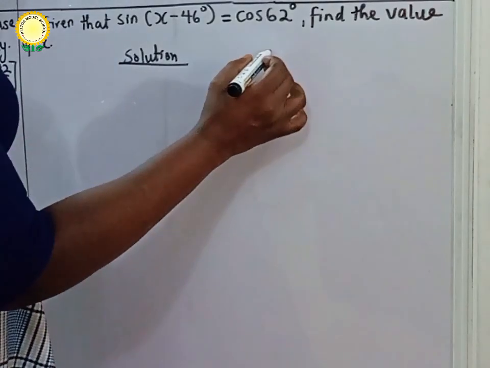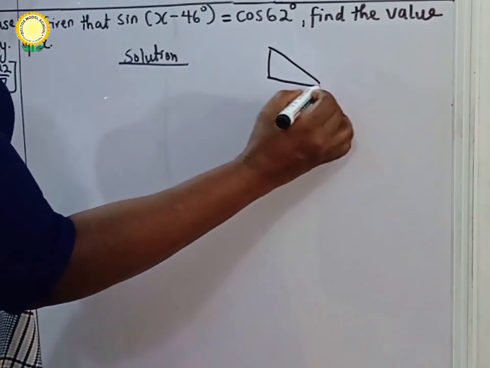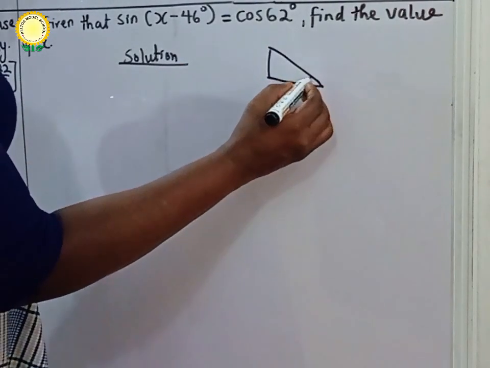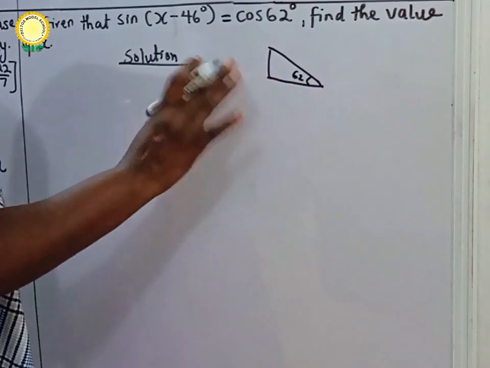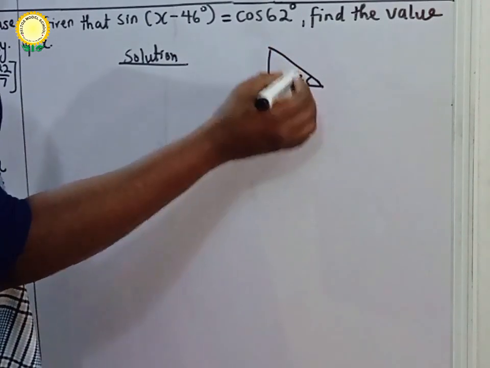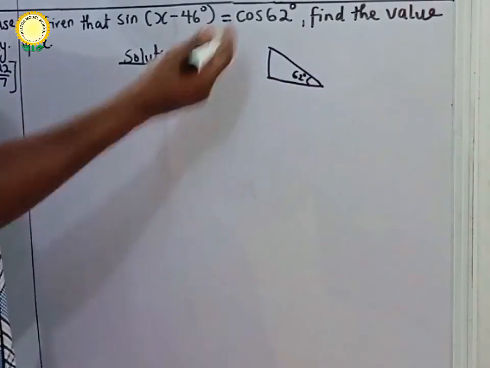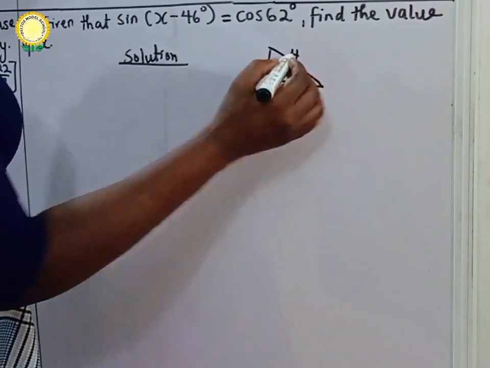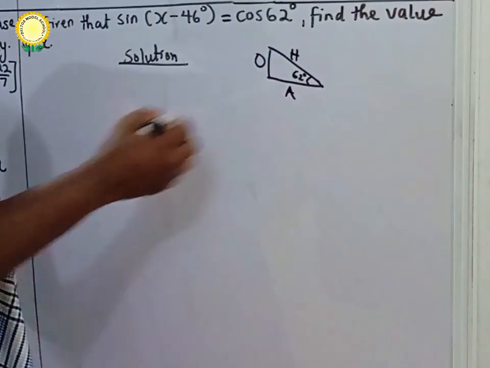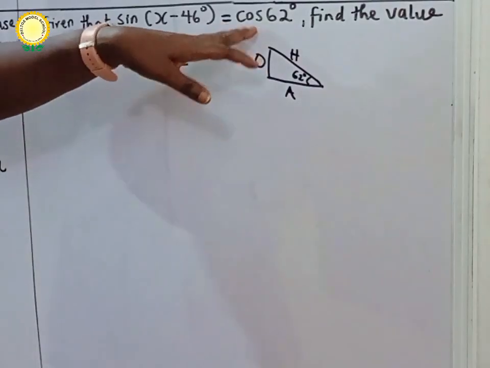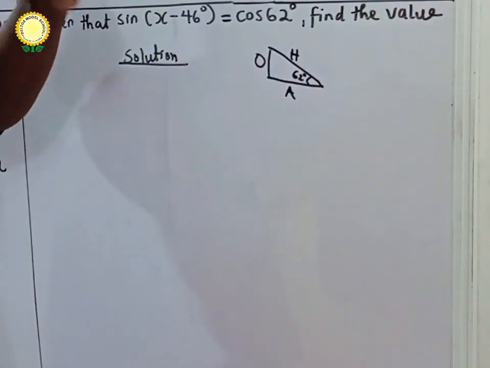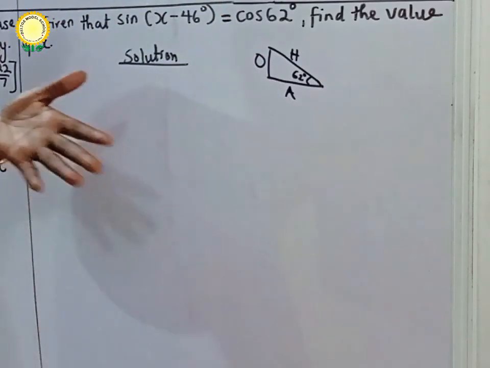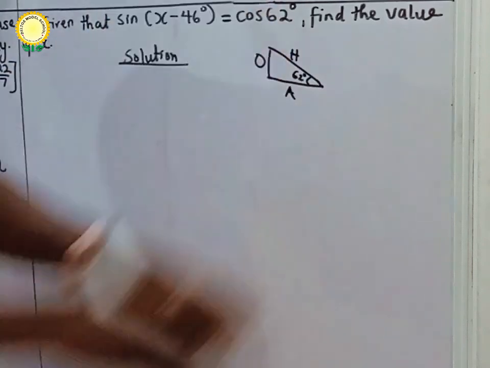Peradventure you cannot remember the relationship, you can quickly draw your right angle triangle, put your 62 here and start manipulating the sine, cos and everything. Let's just assume this is cos 62, and cos is adjacent over what? Hypotenuse. So remember, cos is adjacent over hypotenuse. At what point will sine be equal to cos? That's the question.